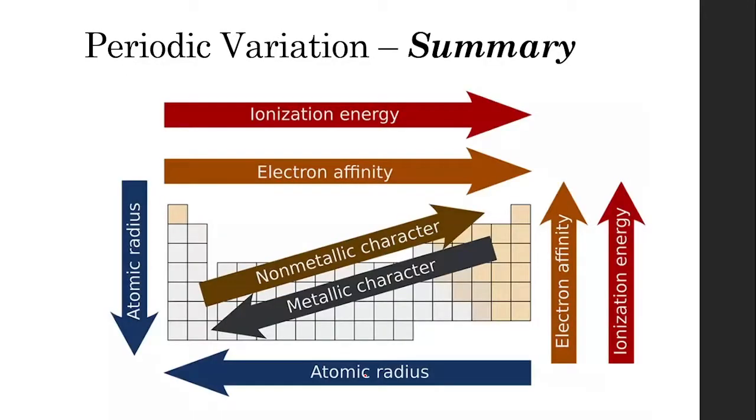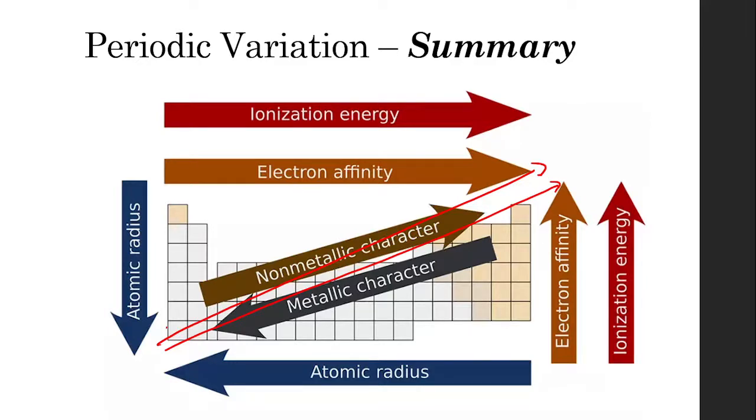So all in all, the summary of the periodic trend or periodic variation is here. The ionization energy goes higher going from left to right and bottom to top. So the ionization energy increases towards this way. Again, the higher the ionization energy, the more difficult it is for the atom to donate its electron, which then makes sense for the electron affinity to also go this way. Electron affinity is the tendency to what?